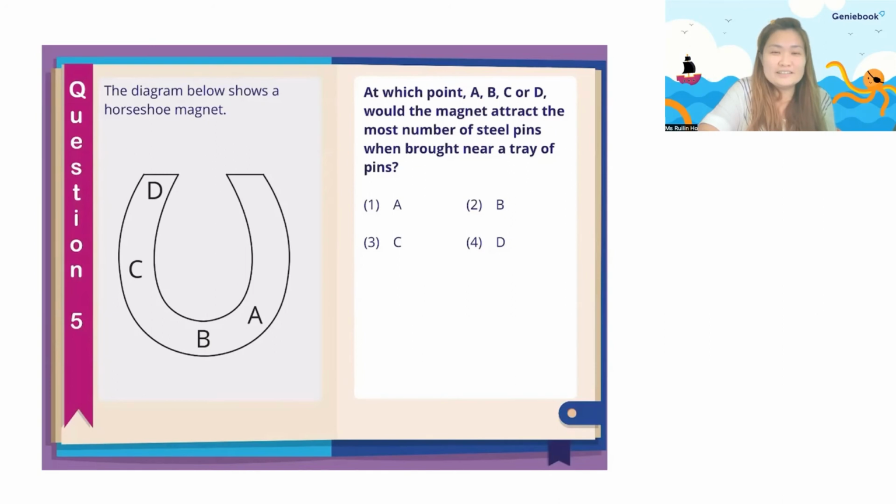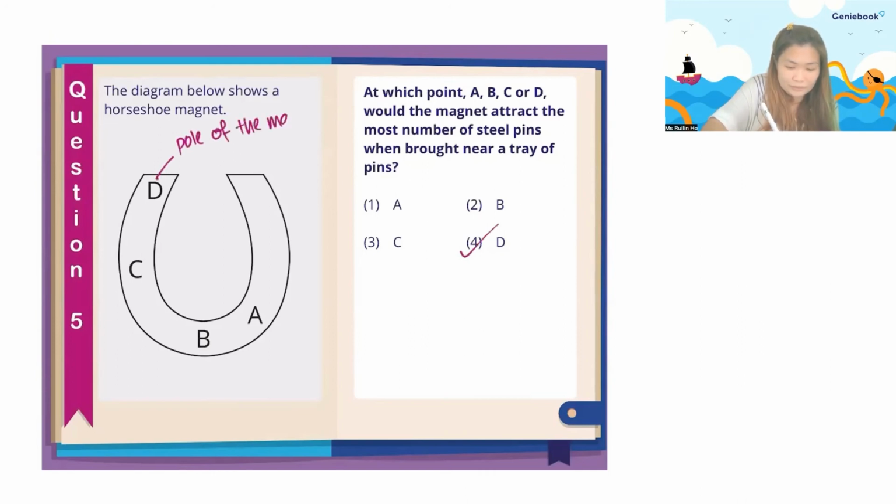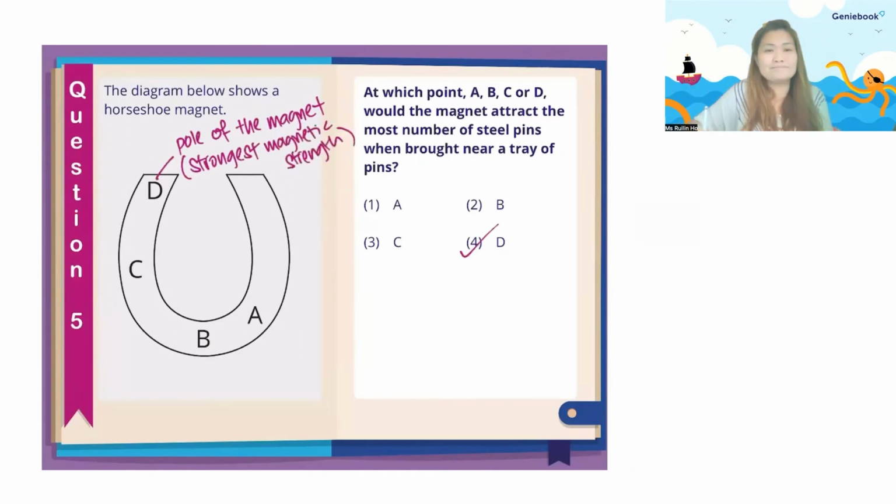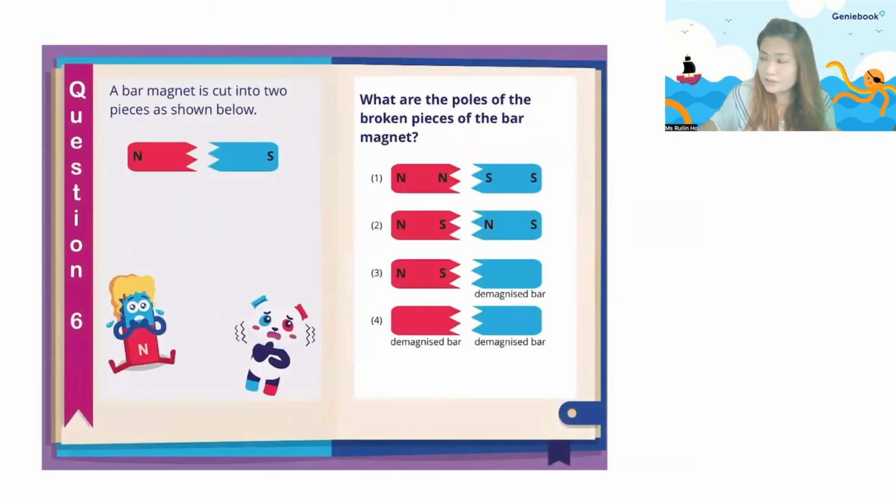Okay, so the strongest part of the magnet is actually the pole. So obviously the poles will have the strongest magnetic strength, so it will attract the most number of paper clips. So the answer is number 4, because D is the pole of the magnet, which has the strongest magnetic strength. Right, so this is easy. Okay, so the answer is number 4. Then let's move on to the next question.